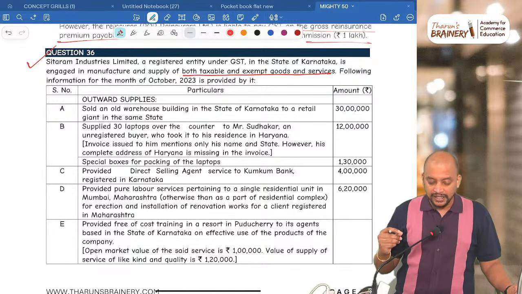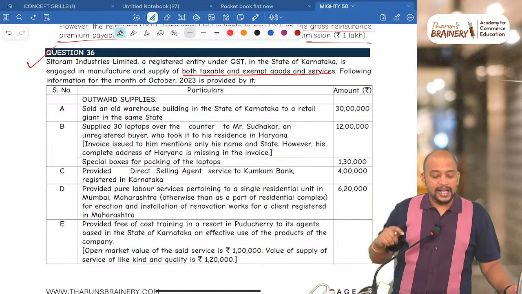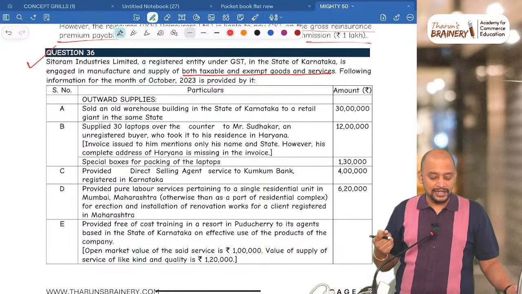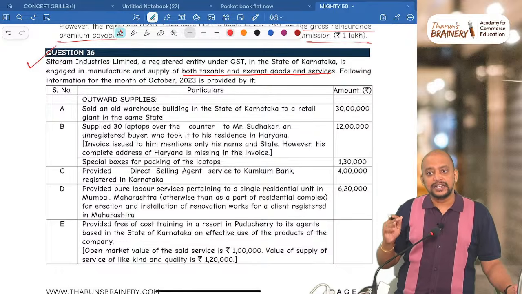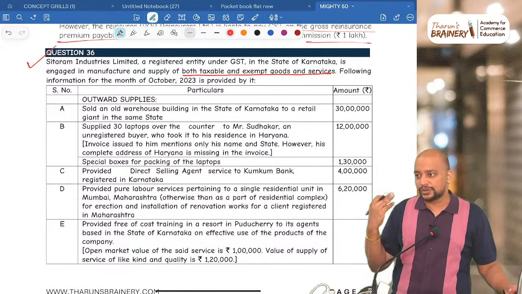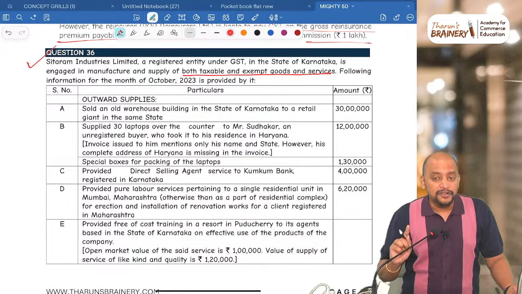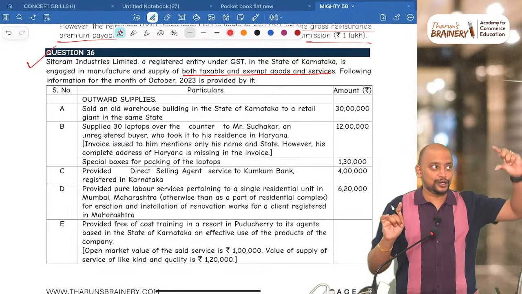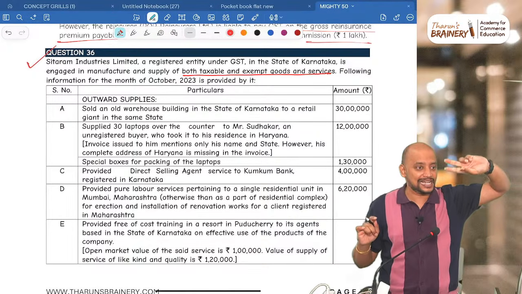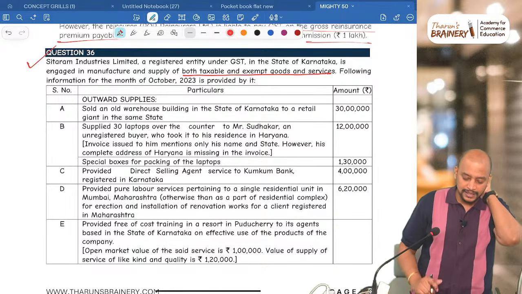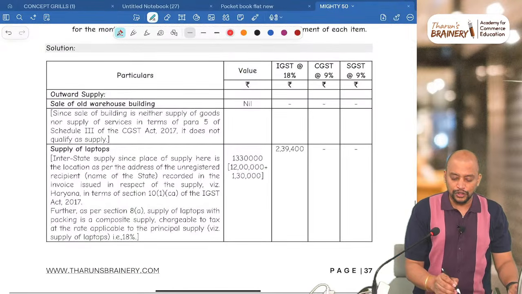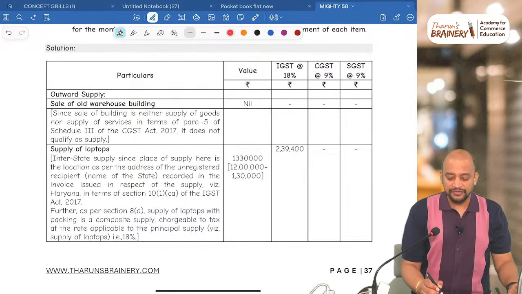So it is actually statement 1, and it is excluded from supply because it is a sale of building, and the consideration was received after obtaining the completion certificate, not before, so it is excluded from supply. However, for ITC purposes it is treated as exempted supply. You need to write that in the note and keep it, because while doing the ITC reversal, keep this 30 lakhs as exempted turnover.